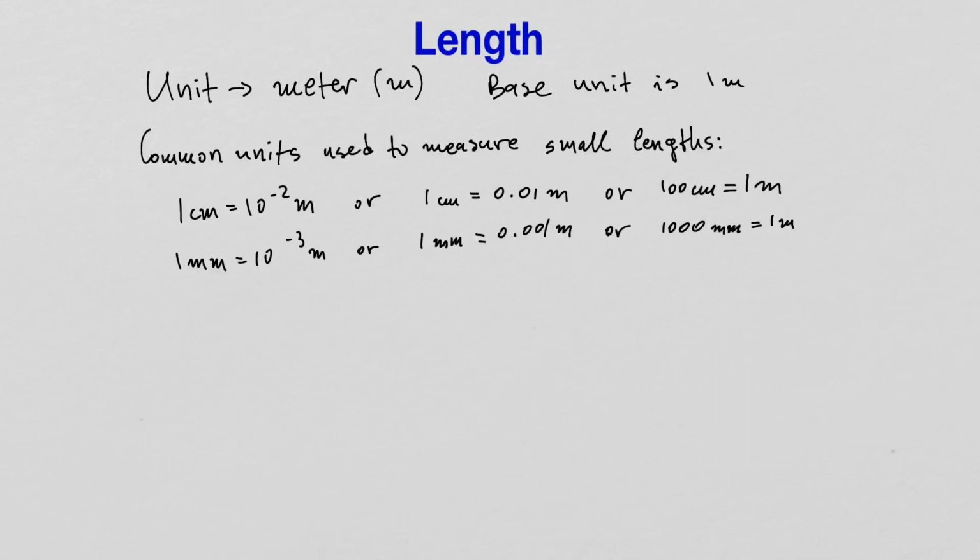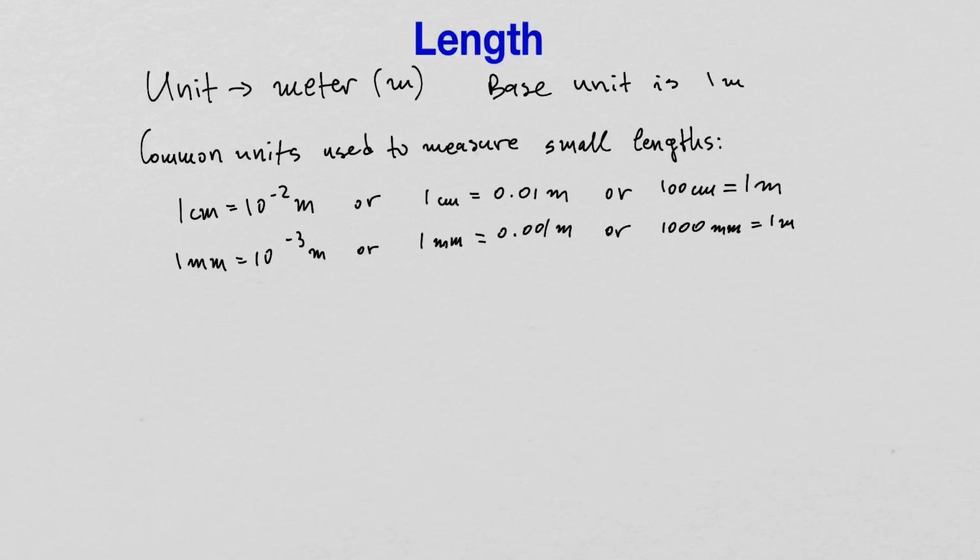When there is a need to measure shorter or smaller lengths, typical units that are used are the centimeter and the millimeter. So 1 centimeter is equal to 10 to the negative 2 meters, or 0.01 meters. Or we can reverse this and say that 100 centimeters are equal to 1 meter in length. And then 1 millimeter is 10 to the negative 3 meters, or 1 millimeter is equal to 0.001 meters, or 1,000 millimeters is equal to 1 meter.